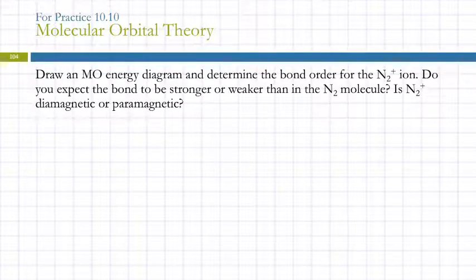Yeah. So this question asks us to draw a molecular orbital diagram and determine the bond order for the N2 plus ion. Okay, so what are the valence electrons that nitrogen has? They're in the 2s and 2p, right? So we need to have 2p and we need to have 2s on each side.